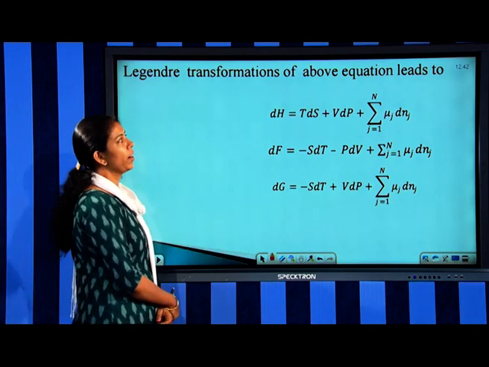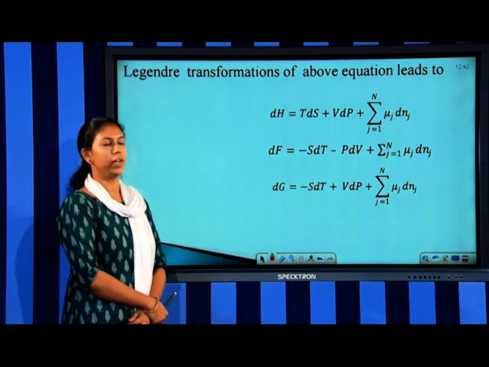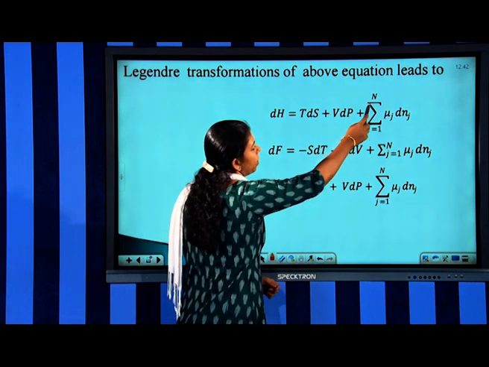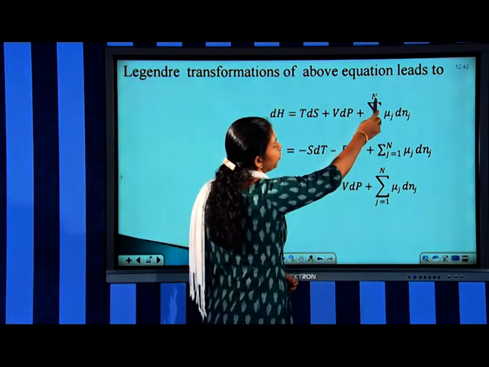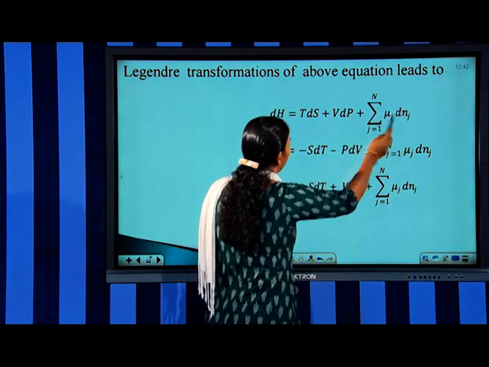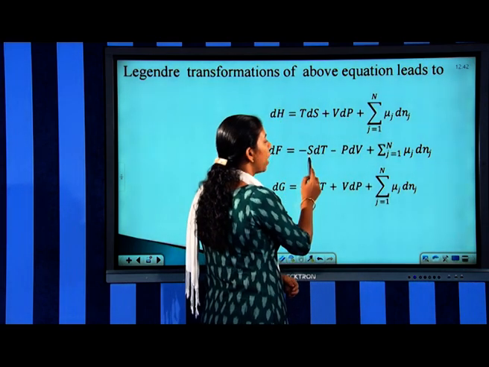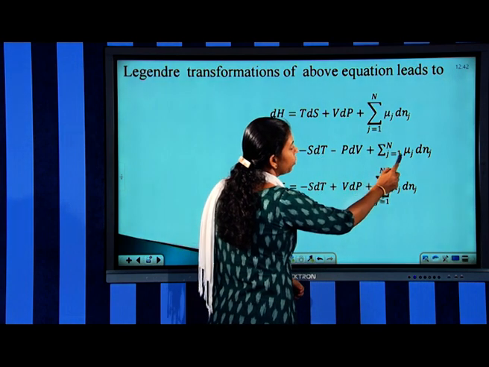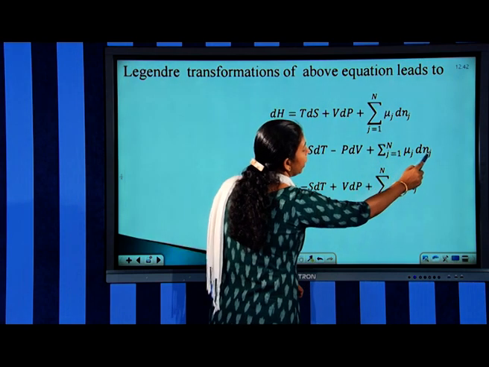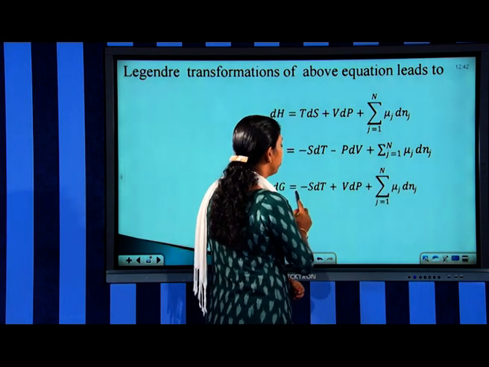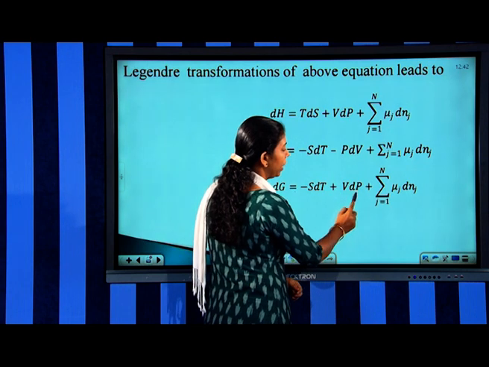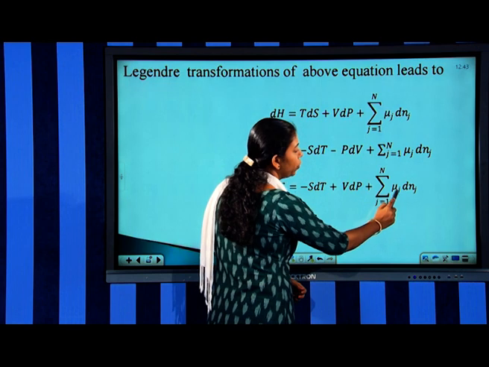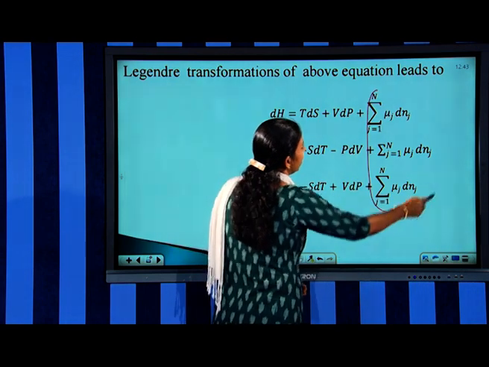Next, the Legendre transformation of the above equation leads to dH is equal to T dS plus V dP plus summation of j equal to 1 up to n μj dNj. Then dF is equal to minus S dT minus P dV plus summation of j equal to 1 up to n μj dNj. Then dG is equal to minus S dT plus V dP plus summation of j equal to 1 up to n μj dNj. Here these three terms are extra.